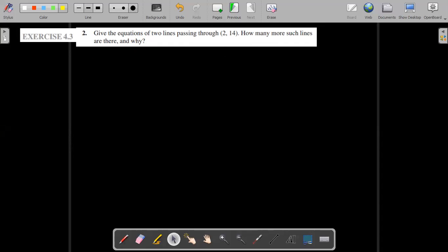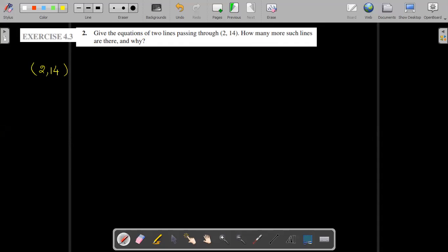First part. Second part, how many such lines are there and why? That is the second point. So the first point, we have to make two equations which are passing through 2 and 14. Means we have already been given the solution. Now we have to make the two equations in x and y.